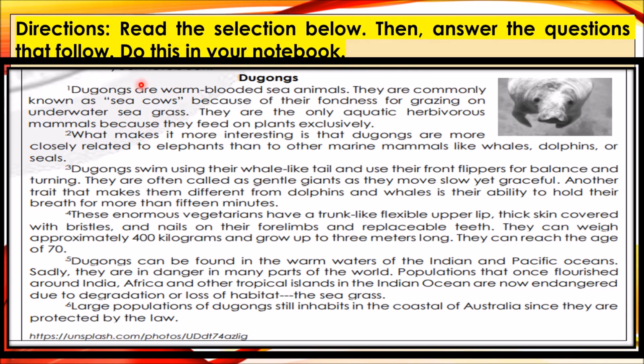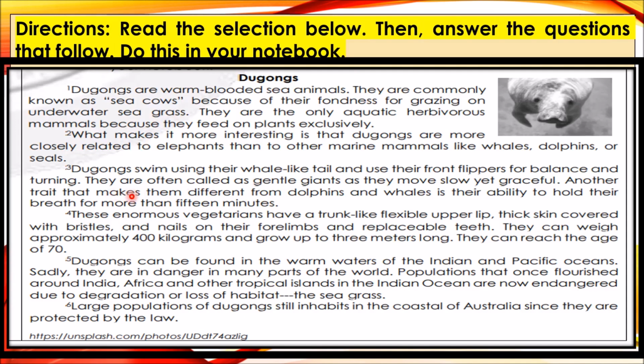They are commonly known as sea cows because of their fondness for grazing on underwater seagrass. They are the only aquatic herbivorous mammals because they feed on plants exclusively. What makes it more interesting is that dugongs are more closely related to elephants than to other marine mammals like whales, dolphins, or seals. Dugongs swim using their whale-like tail and use their front flippers for balance and turning. They are often called gentle giants as they move slow yet graceful.